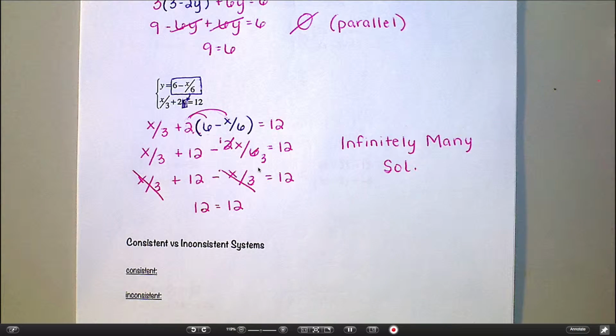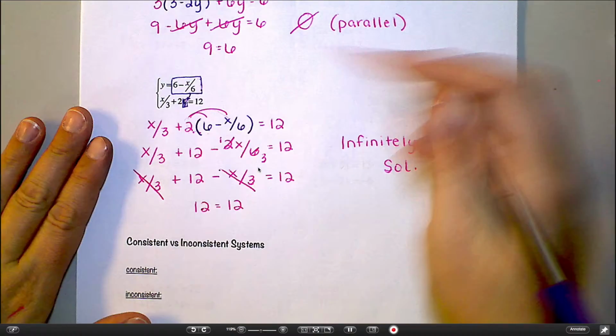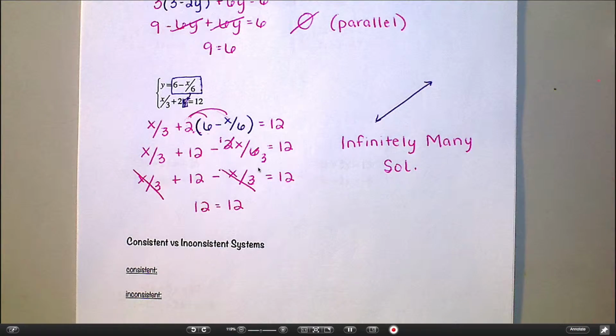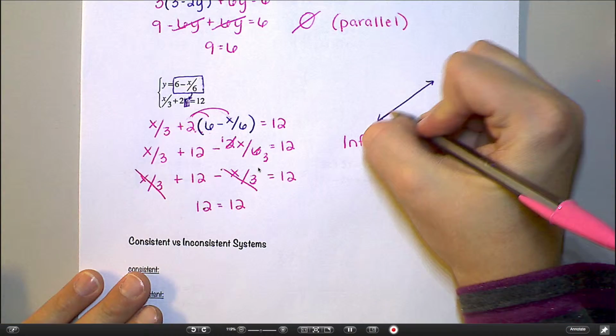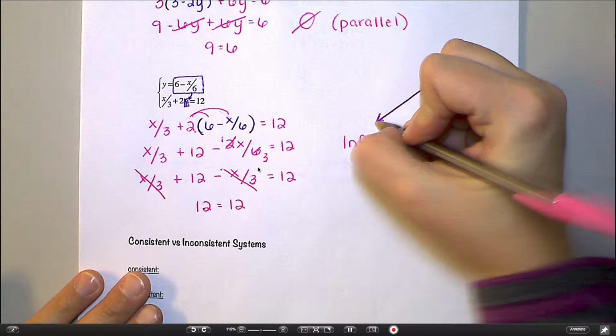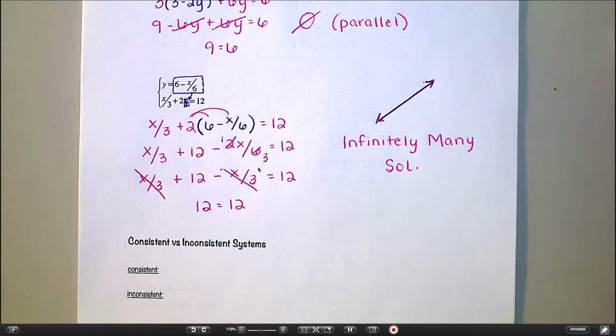Yeah, they're right on top of each other. Good. So if I were to graph these two things, I would find that one line would look like this, and then the other line would come along. It's actually the exact same line in disguise. And that's when you end up with infinitely many solutions.